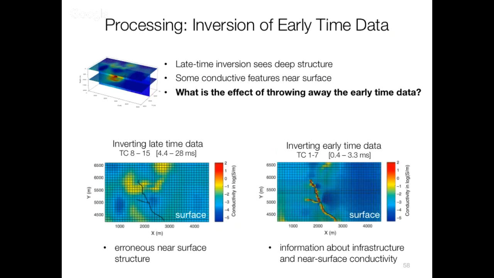So there's some conductive sheds and pipes and stuff like that. But if you invert the early time data, then you get this. And that's very different than what you'd have had as far as what you think is at the surface just by inverting the late time data.